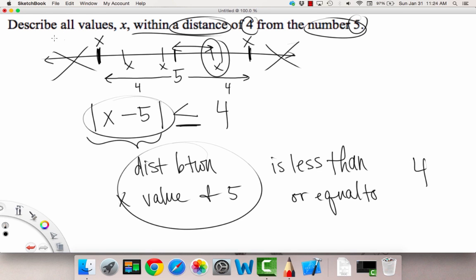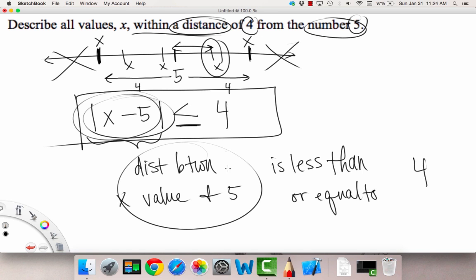That's all they wanted us to find, was all values of x. And this is how you describe it, okay, with this inequality here. So this describes all values of x within a distance of 4. This is the distance part, and within means is less than or equal to from the number 5. Okay, so this is our answer right here.